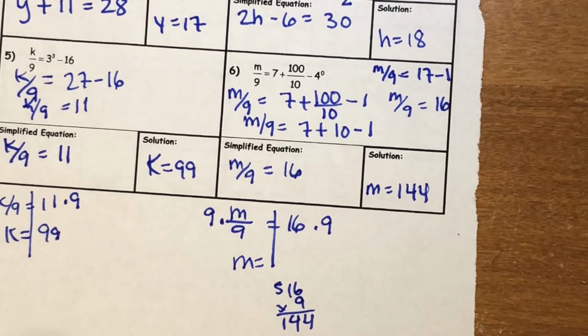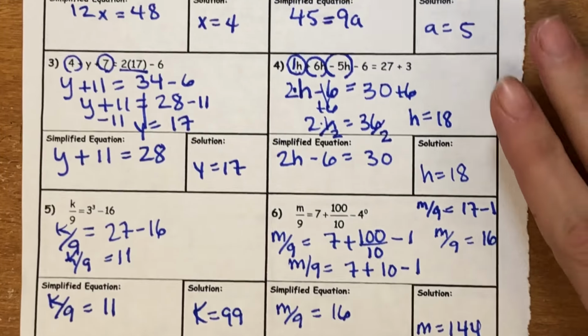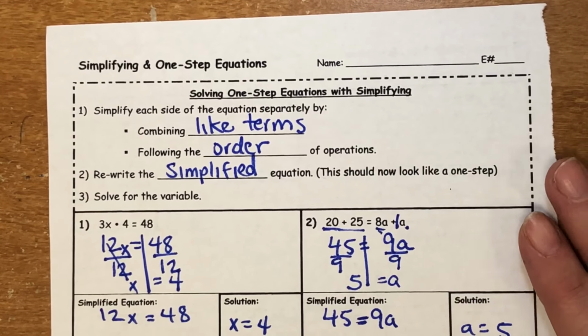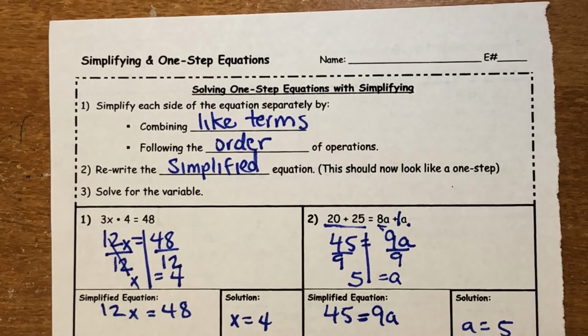I should get 16. Okay, so those are your notes for simplifying equations and then solving one-step equations. So the whole idea is to simplify both sides of the equation in order to get it to a one-step equation, and then solve the one-step equation. Okay?